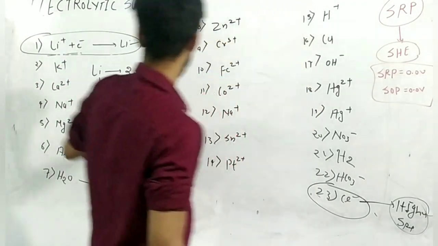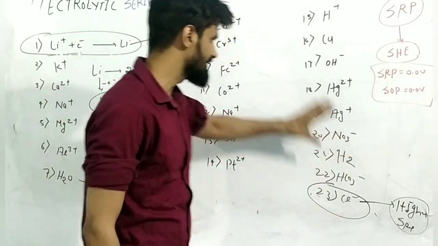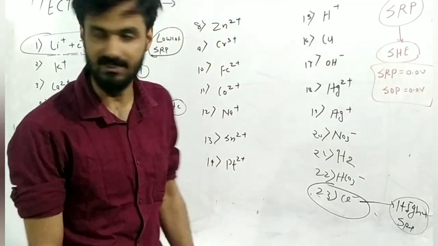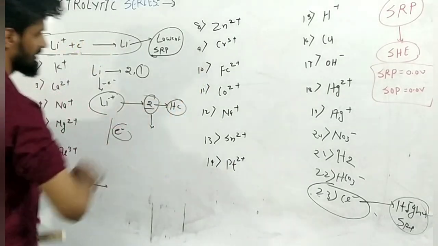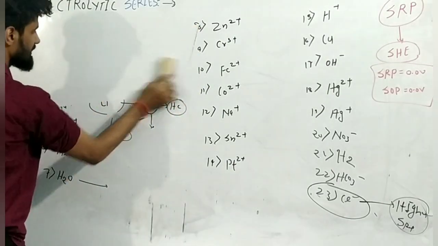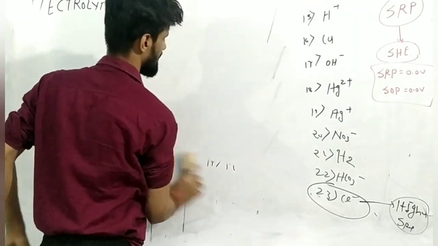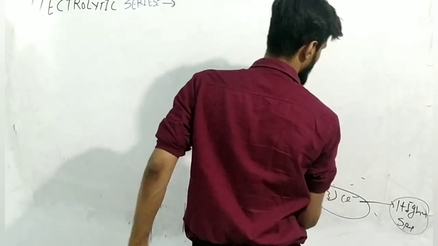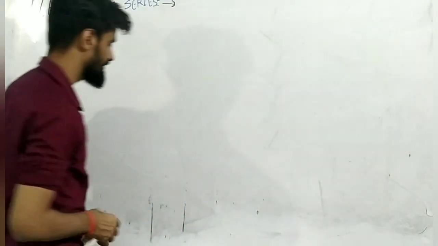Now understand one thing: if you move from lithium, potassium, calcium up to chlorine, you will see a gradual increase in the standard reduction potential of the substance. Now understand what the significance of this is. We have arranged the substances in increasing order of standard reduction potential. How will it be advantageous for the study of the electrolytic cell?